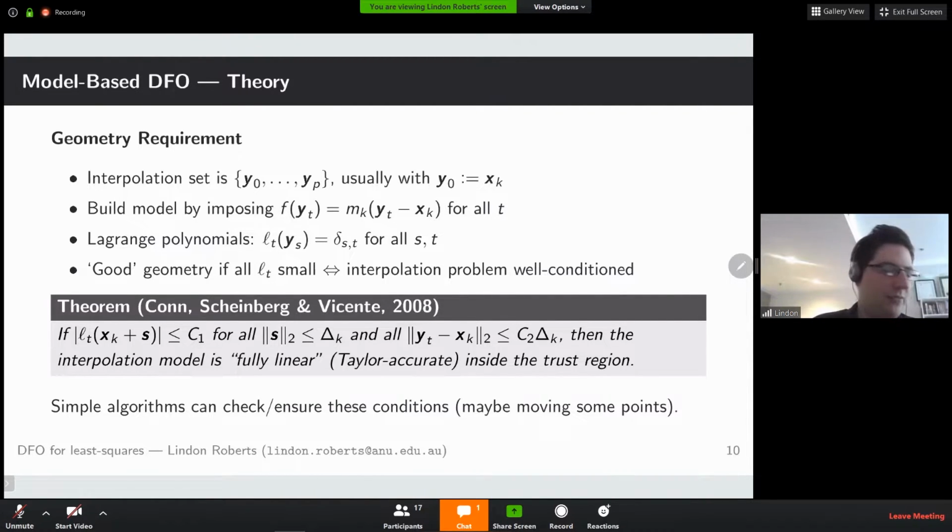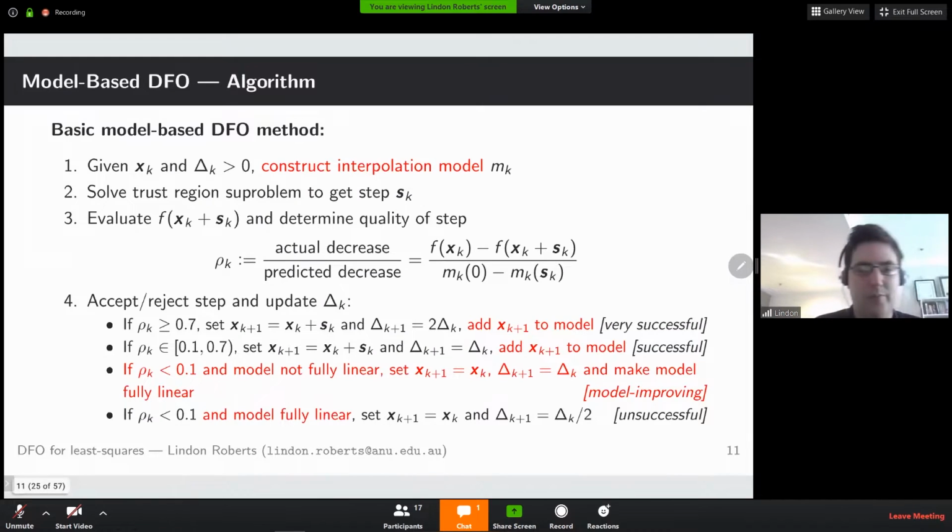And it turns out there are some fairly simple algorithms to both check whether these conditions hold, and if they do not hold, how do we change some interpolation points to make sure they do hold. But I'm not going to talk about those. And so if we put it all together, this is the sort of algorithm that we have.